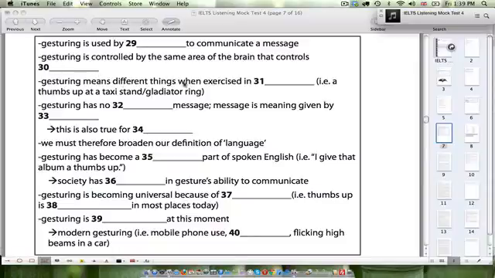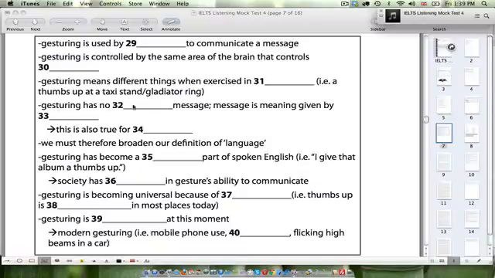Gesturing means different things when exercised in, and then we're given an example. The example probably appears in what we're listening to. Thumbs up at a taxi stand, a gladiator. Now turn to section 4. Section 4. You will hear a lecture on the subject of human gesturing. First, you have some time to look at questions 29 to 40.